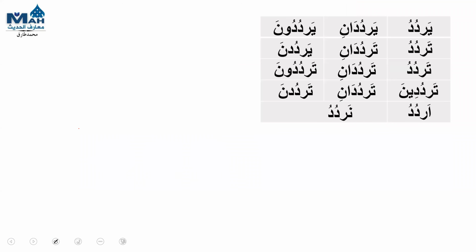So this is normally written. Can you read it? Yaruddu, no, yardudani. Read it as it is written. Yardudu, yardudani, yarduduna, tardudu, tardudani, yarduduna, tardudu, tardudani, tarduduna, tardudina, tardudani, tardudna, ardudu, nardudu. Very good. Now we'll do the same work. Can you focus on the first one? What will happen? Will it shift or drop?